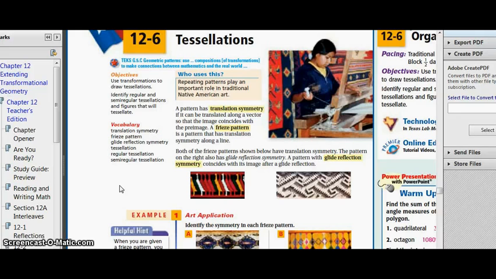A pattern has translation symmetry if it can be translated along a vector so that its image coincides with the pre-image. Remember, we talked about a vector being basically a straight line. So translation symmetry means that the image can be slid next to each other over and over again, and it still has the exact same pattern. You can see translation symmetry in these 2 example pictures where the bird's been slid over, and you can also see it here where the little stair steps have been slid over.